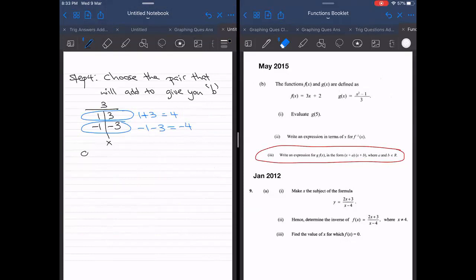Right, and if you remember, A was 3, B was 4, C was 1. So the pair that gives 4 is 1 and 3. Right? So whatever B is, so suppose B was minus 4, instead I would choose minus 1 and minus 3. So that's why you have to write down all the pairs. Right? So if B was minus 4, instead, I would have to choose minus 1 and minus 3.